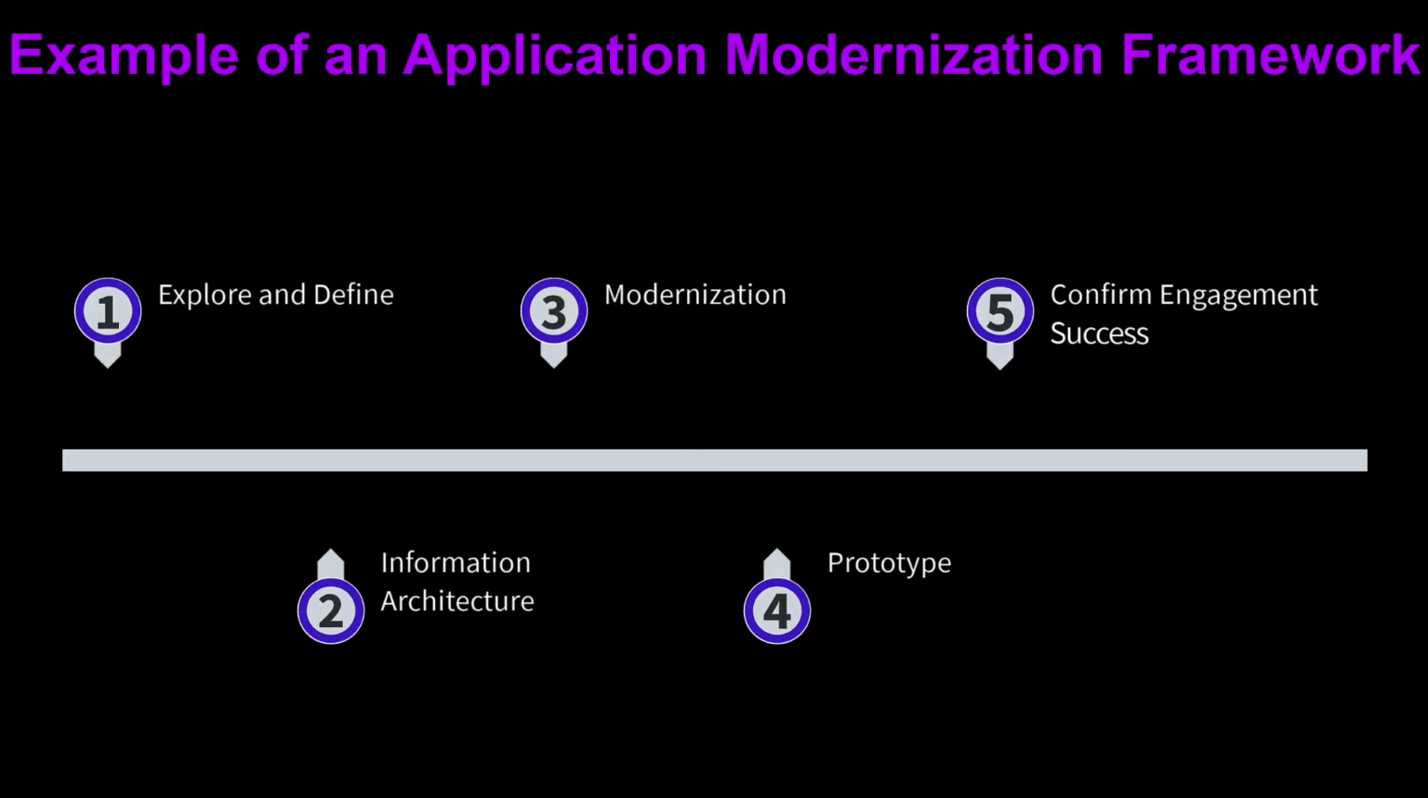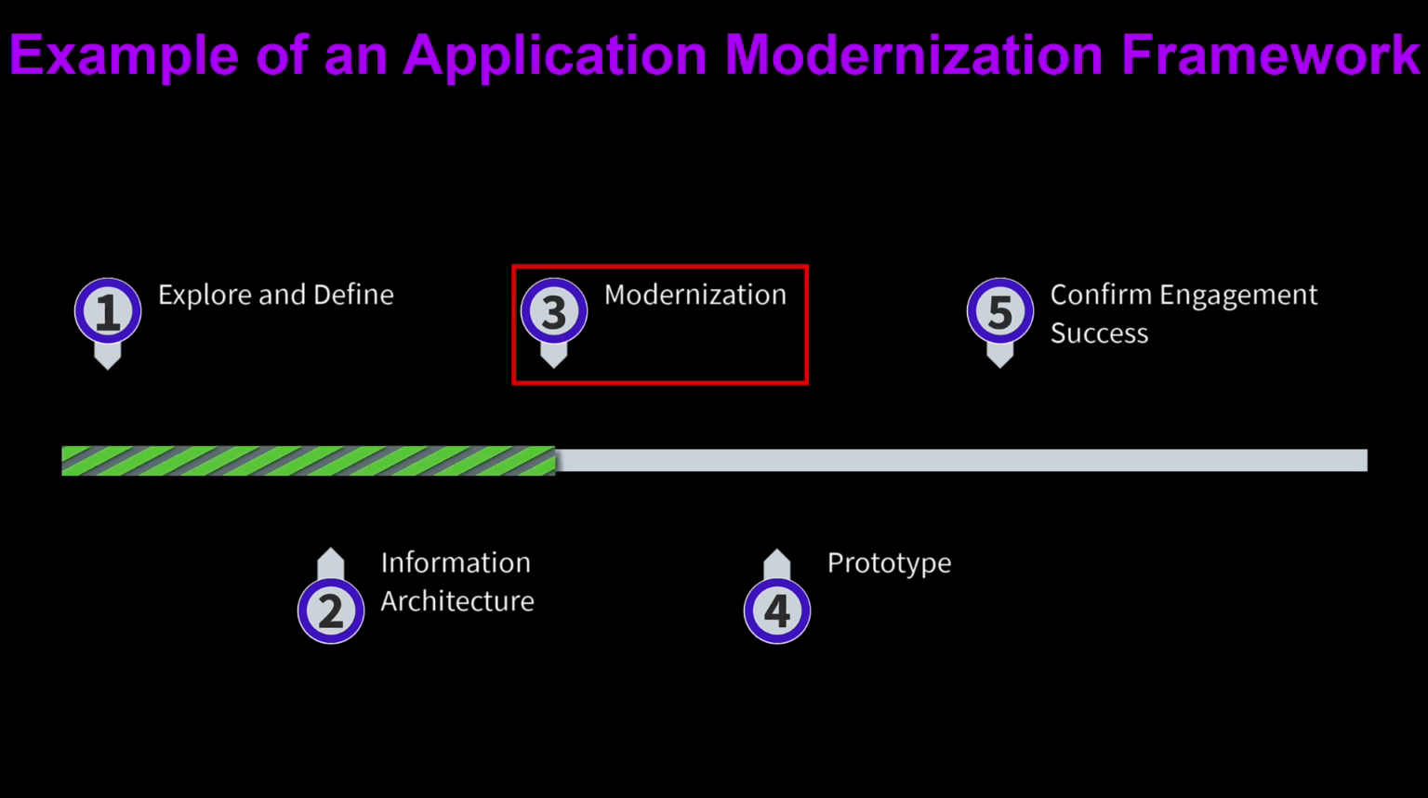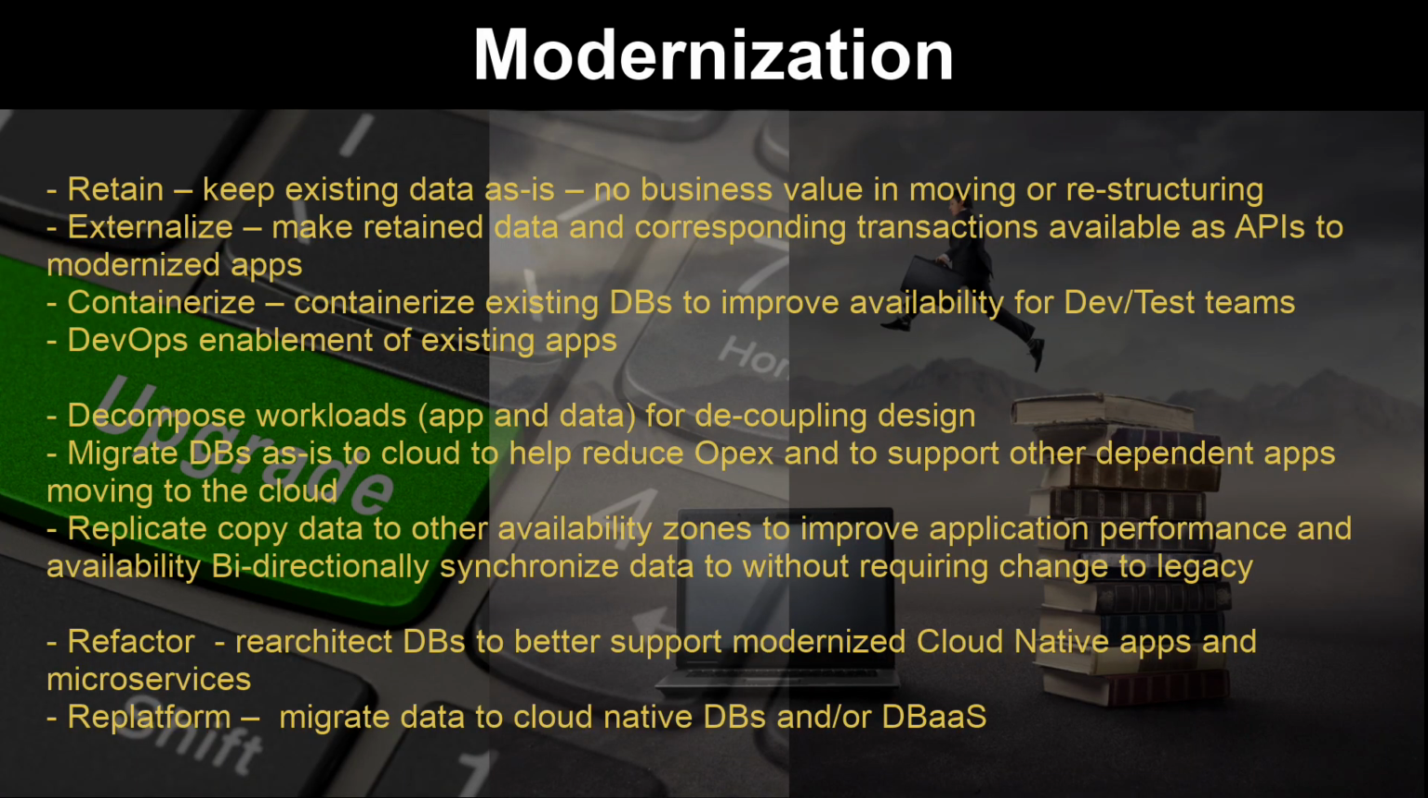Step number 3, modernization. Of course, if the application is way too old, you can also retire or replace it with something brand new, right? But imagine that you can modernize in place, for example. You can retain, keeping the existing data as it is. You can externalize, kind of boosting the current applications with some API connections to the new world, the engagement world. You can use containers to make it more available on other platforms as well.